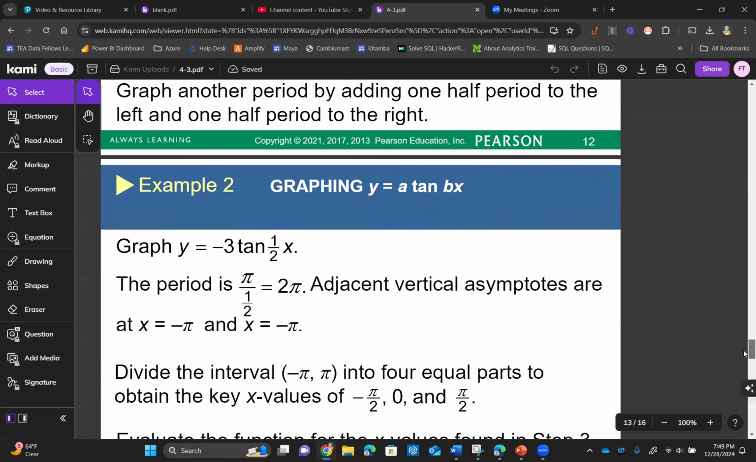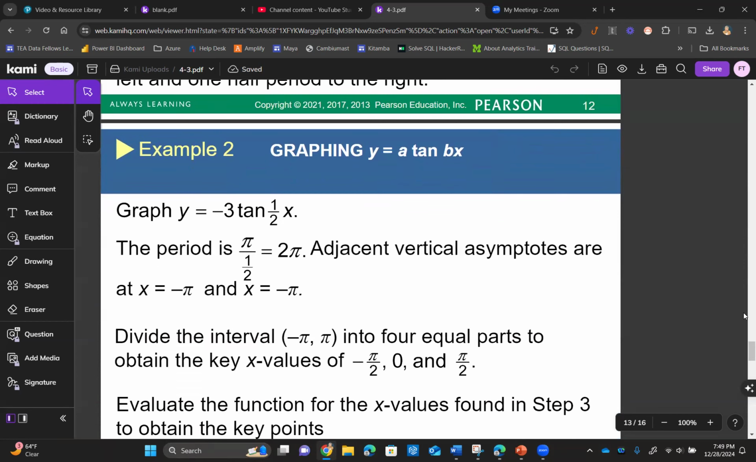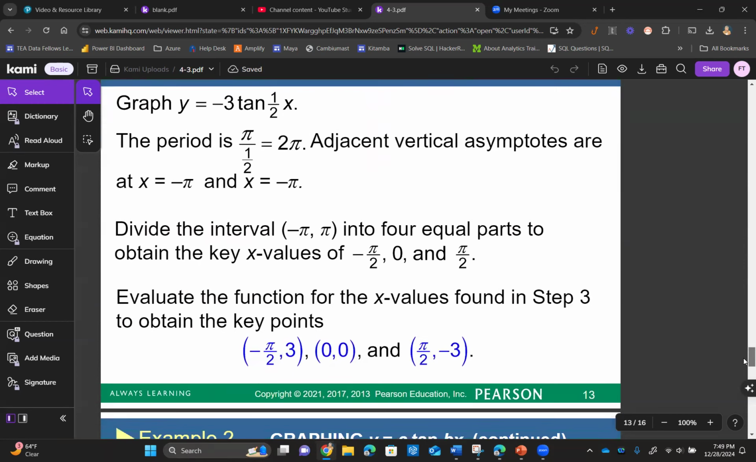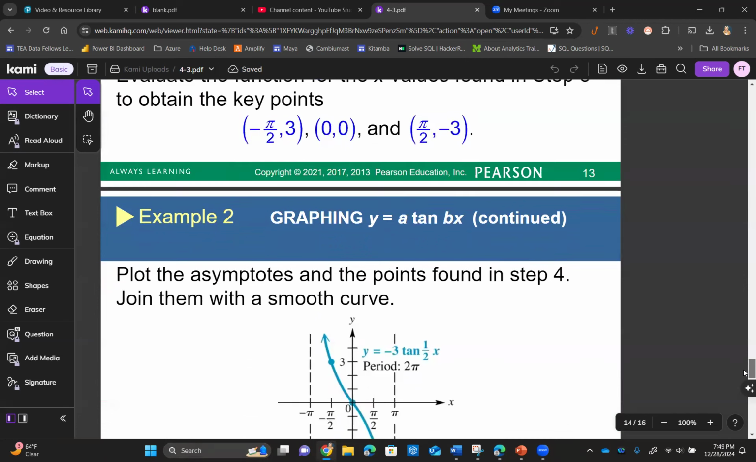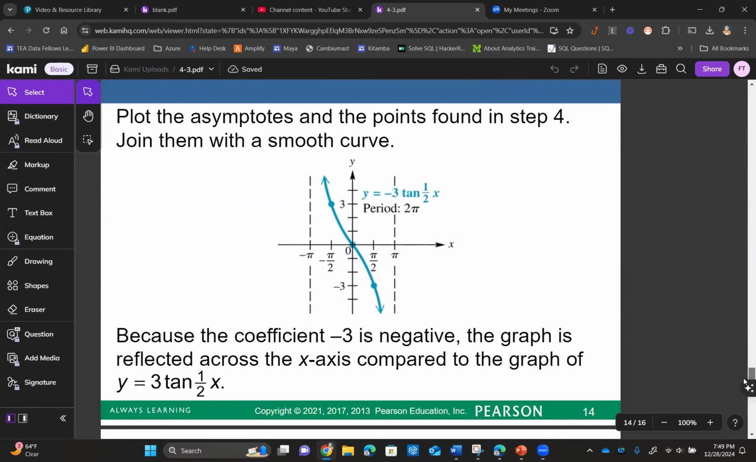The y values, though, because of this negative 3 here, those key y values will be multiplied by negative 3, and these are the 3 new points on this new function. When you plot them, this will be the graph you get for y equals negative 3 tangent of 1 over 2 x. The period is now 2 pi because we don't have just tangent of 1x, we actually have tangent of 1/2 x. And when we divided pi by 1/2, the period became 2 pi.